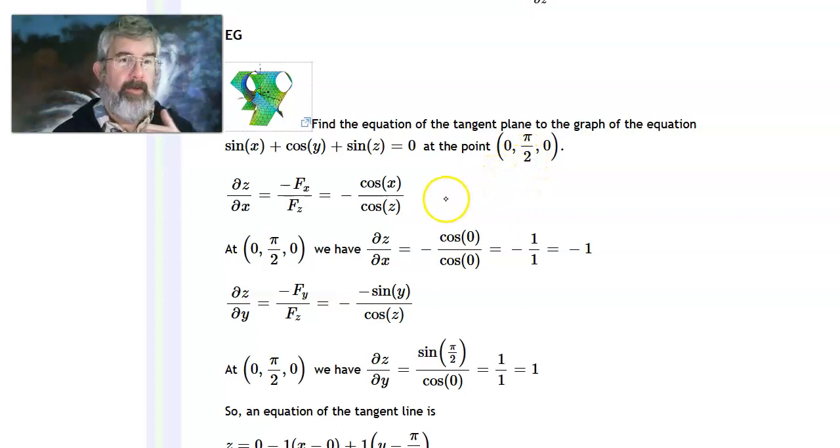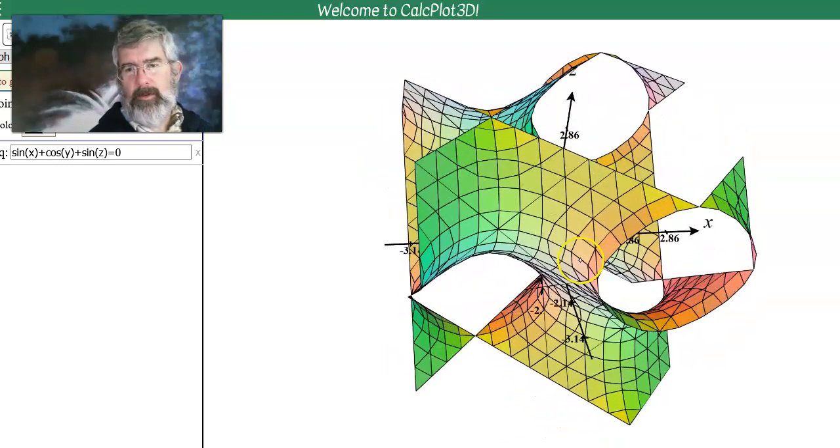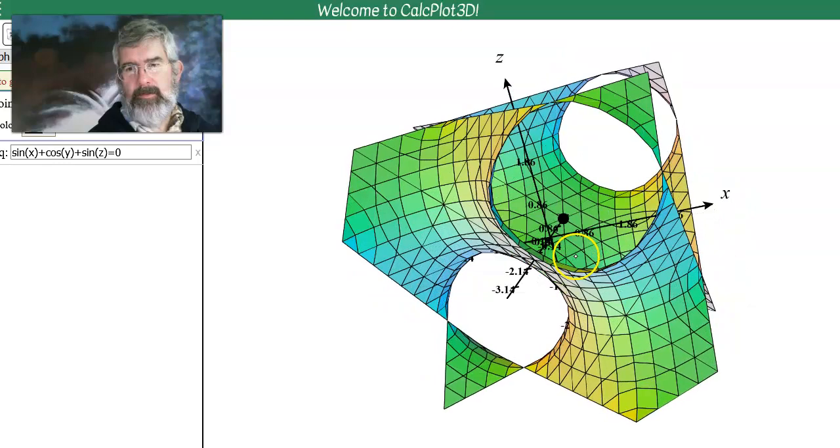I need to know the partial of z with respect to x and with respect to y, and then I can use those as coefficients to come up with the equation of my tangent plane. So let's just do a quick look at what this graph looks like. The point is the dark point right there, and if I move it around, you get a little better view of what this graph looks like.